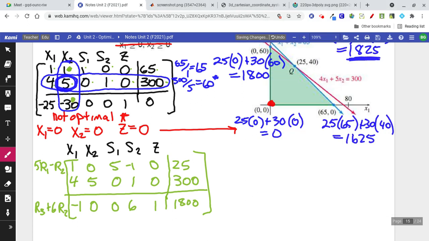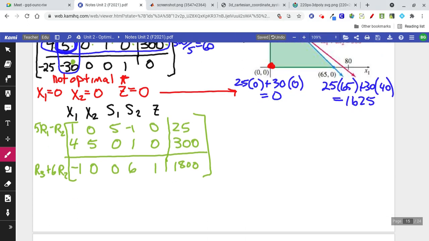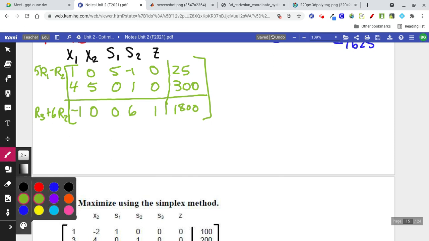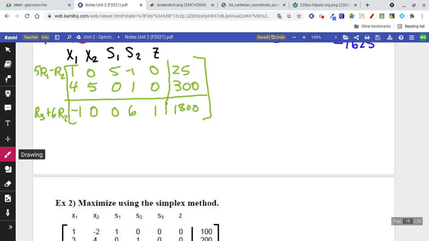So that's my next simplex tableau. And again, what I'm looking at, I see that negative immediately. And that negative 1 tells me that this is not optimal, which means I'm not finished. Okay, I can still read a solution here.